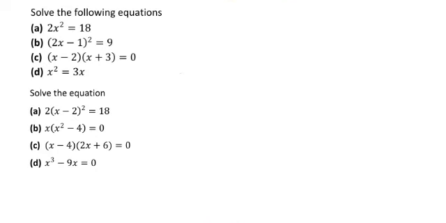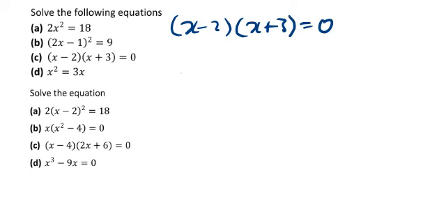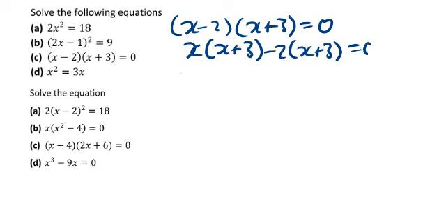Now for part C, you can pause the video and then try it as well. So for part C, you have x minus 2 and then x plus 3. This will be equal to 0. So remember, x will multiply with x plus 3. Also negative 2 will multiply with x plus 3, like that. This will be equal to 0.